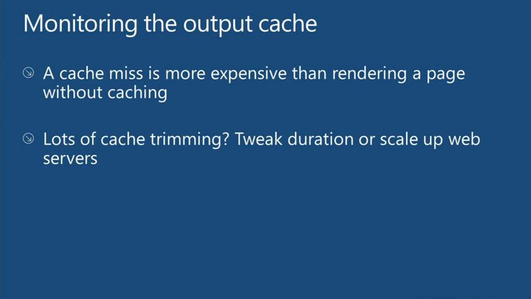Also, if we're trimming the cache, so checking items and resetting them, if that's happening a lot, then again we're not going to get the performance we want. So we want to look at two potential things to fix this. The first one is to make the duration of the cache longer, so items stay in the cache longer and we're not having to retrim them all the time. Or we'll add more memory to the web server so that the cache can include more pages. So when it says scale up the web servers, what that means really is adding more memory into the web servers.